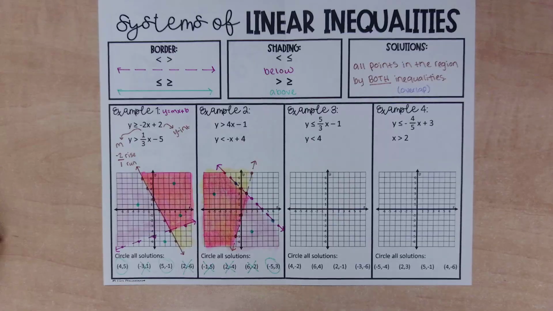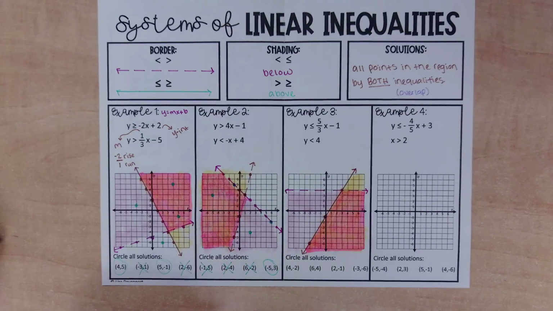Okay? I want you to try example 3. Come back when you're ready. I'm going to pause the video and completely shade and plot all the ordered pairs in the bottom. Alrighty, so hopefully your graph looks a little something like mine.